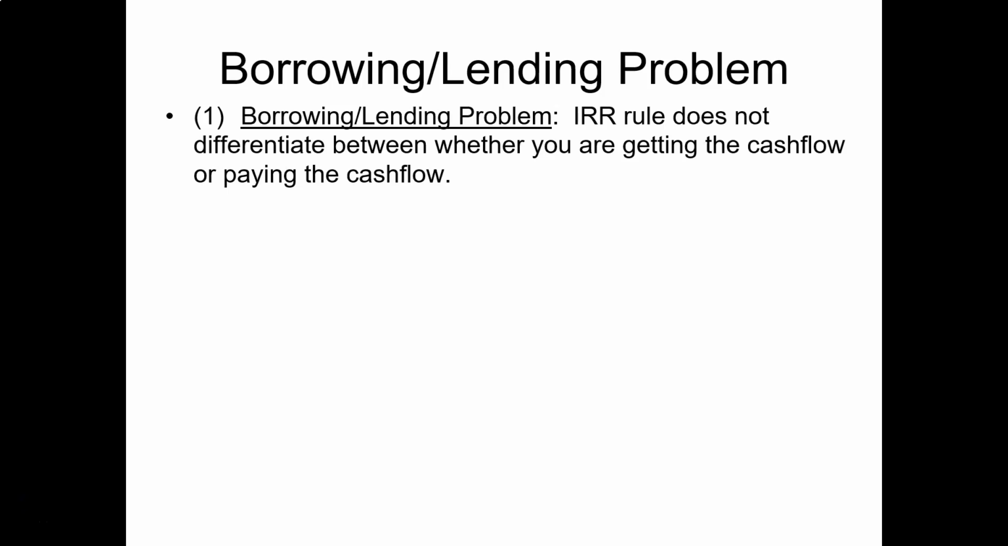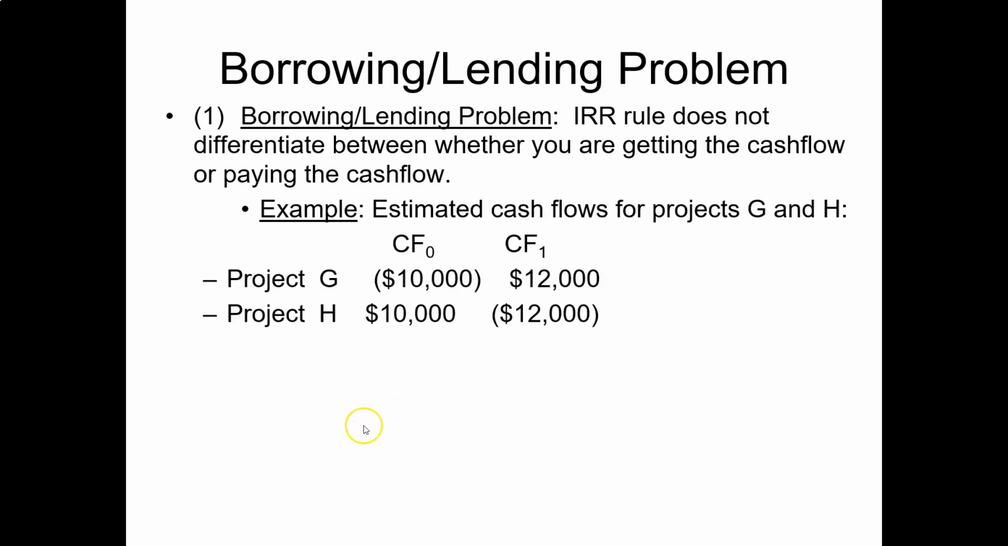For some investment projects, we meet problems in using the internal rate of return rule. For example, for the borrowing and lending problem, the internal rate of return rule does not differentiate whether we are getting the cash flow or paying the cash flow. Consider Project G and Project H.